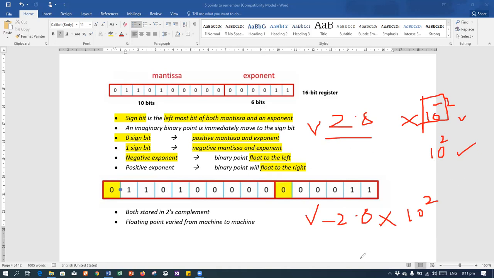In both cases, if the mantissa is negative, it would always be 1, and if the mantissa is positive, that would be 0. Same case with the exponent. If the exponent is negative, it would be 1. The first bit being 0 means the exponent is positive, and 0 means the mantissa is positive. And if it has 1 in the beginning, it means the mantissa is negative and the exponent is negative. Are you clear about this?